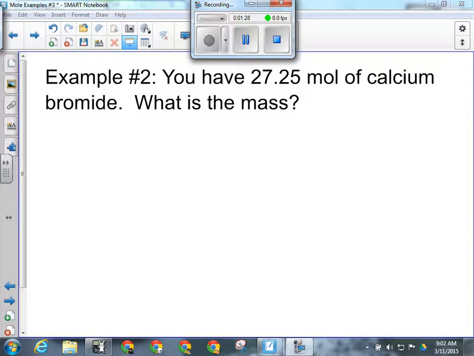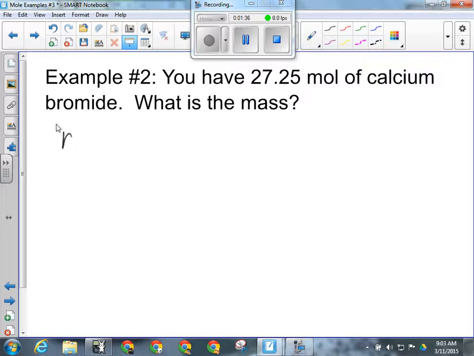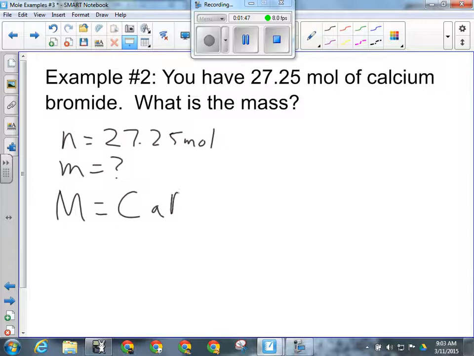So on number 2 here, they give us what? They give us the number of moles, so they give us n, which is 27.25 moles. They ask us to find the mass, and they tell us we're dealing with calcium bromide. Okay, that's the kicker on that one.